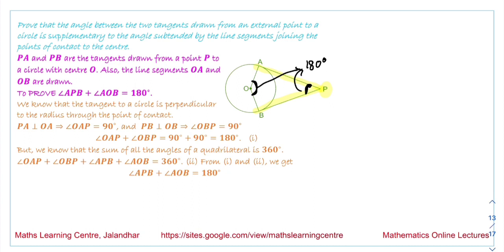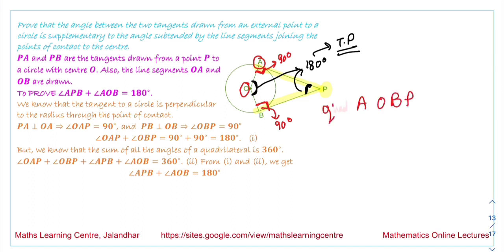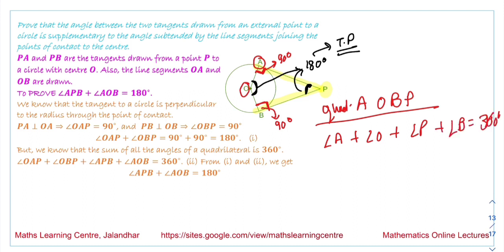So to prove this, O is the center of this circle, and A is the point of contact. So this angle over here is of measure 90 degree. Similarly, this angle OBP is of measure 90 degree. If we look at this quadrilateral AOBP, what we have is that angle at A plus angle at O plus angle at P plus angle at B, their sum should be 360 degree. Angle at A is 90 degree, angle at B is 90 degree.